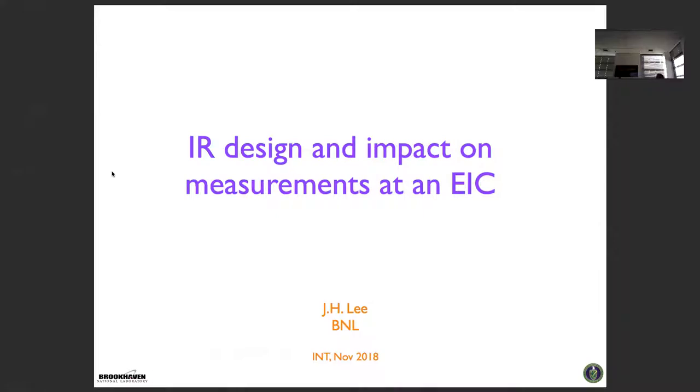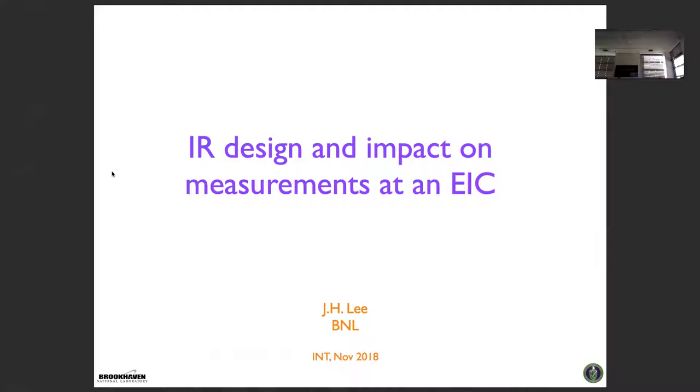Thank you. So I have to say upfront that I'm sorry if you came here with the expectation that I'm going to tell you about how to resolve infrared divergence. This is talking about interaction region design and impact on the measurement at the EIC.